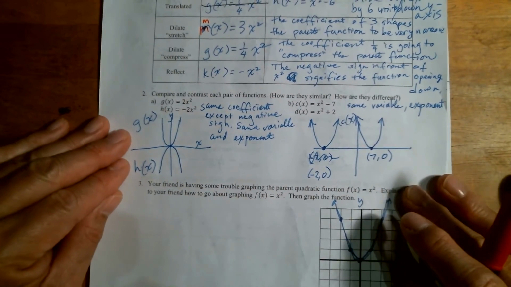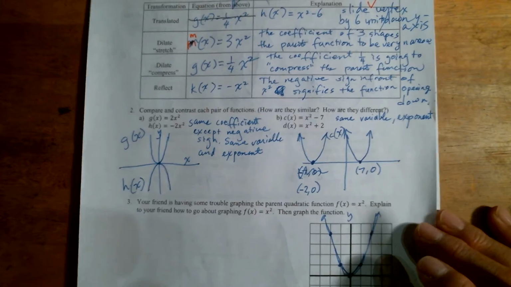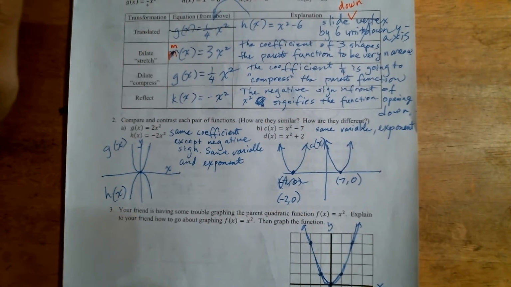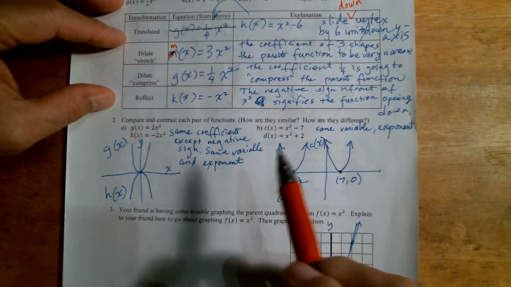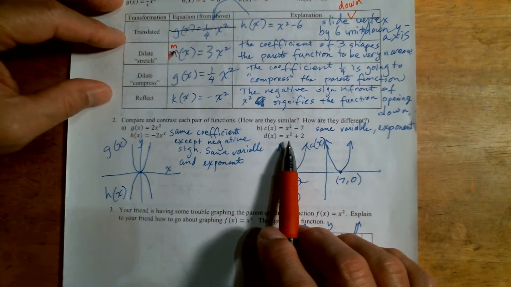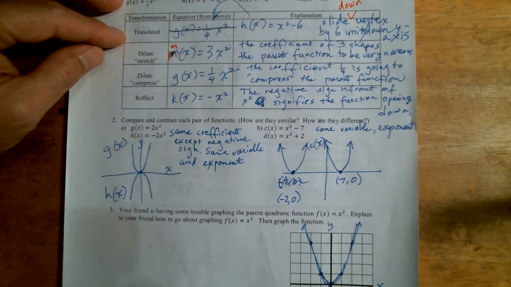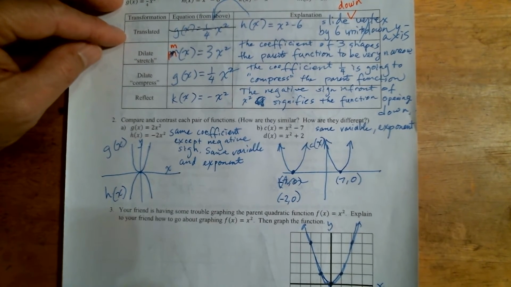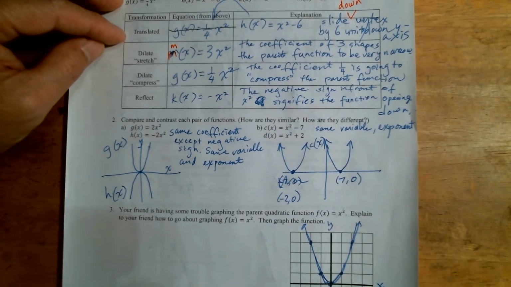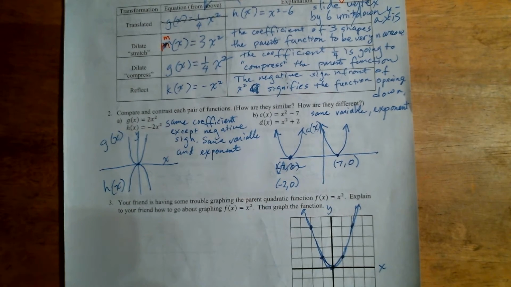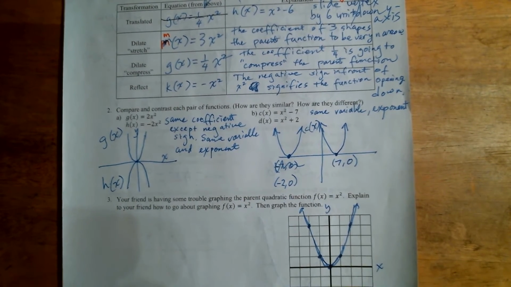Okay, how about the next one? c of x is x squared minus 7. d of x is x squared plus 2. Okay, this is not correct. That is not correct, and that's why I redo these videos every so often. Do you see my mistake? Oh boy. This is a little bit embarrassing, but let's make the corrections, okay?